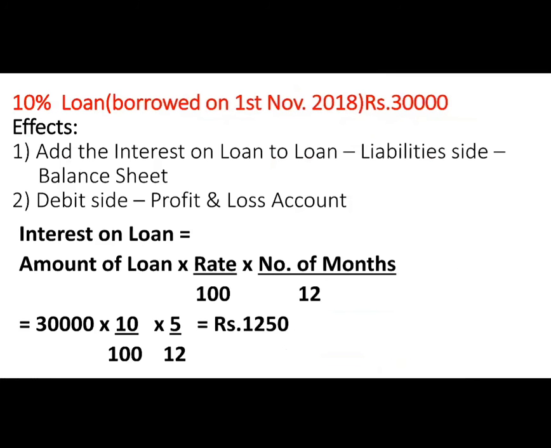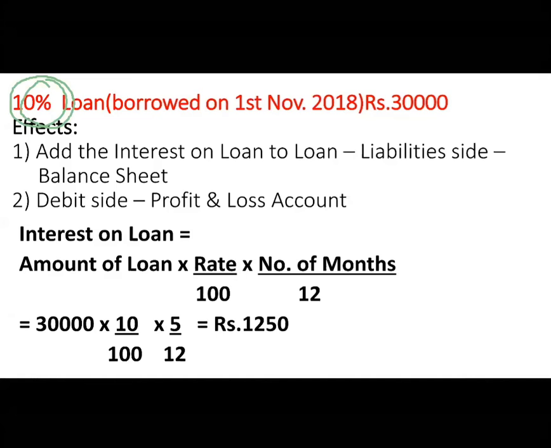Now the next hidden adjustment is 10% loan borrowed on 1st November 2018, rupees 30,000. Now this is a hidden adjustment which is there in the trial balance. Many times in the trial balance you are given 10% bank loan, in brackets when it is borrowed. So this is the hidden adjustment. This is a hidden adjustment of interest on loan. Which hidden adjustment is this? Interest on loan, because it is clearly mentioned over here. What is said? 10%. Which means it is an interest on loan, and you have to calculate this hidden adjustment.